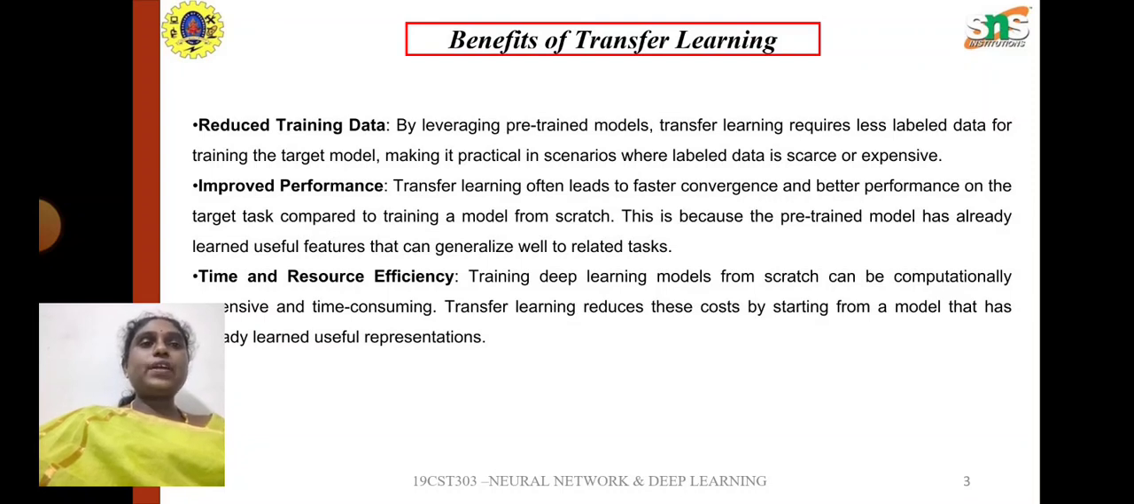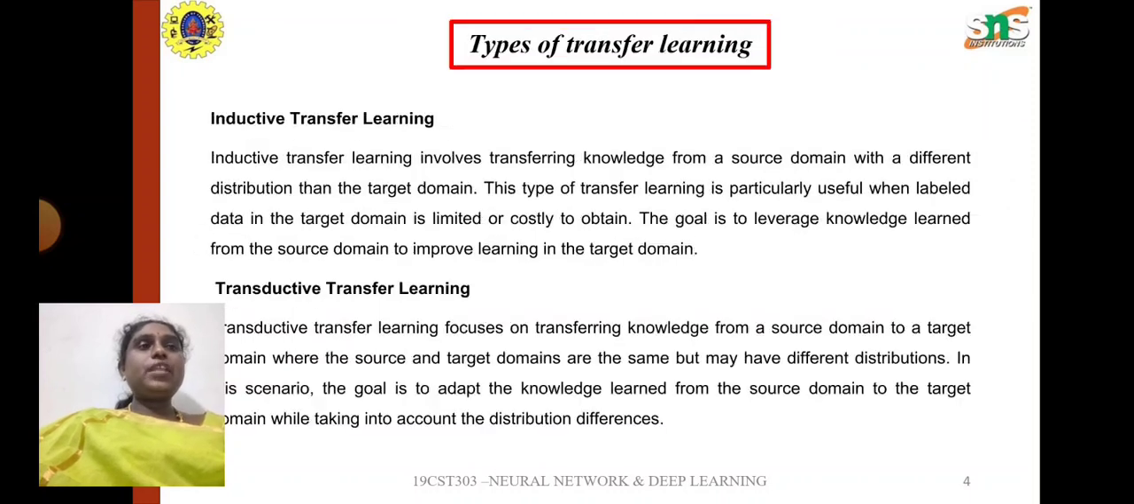Examples of transfer learning in deep learning. Image classification: transfer learning using pre-trained models like ResNet or VGG is effective for tasks like object recognition or medical image analysis. Natural language processing, where we fine-tune language models like GPT or BERT for specific tasks like sentiment analysis, named entity recognition, or text classification.